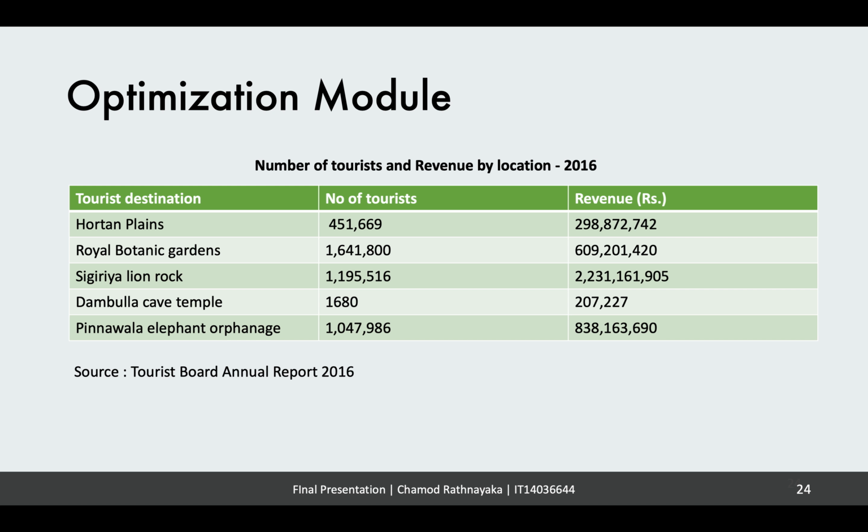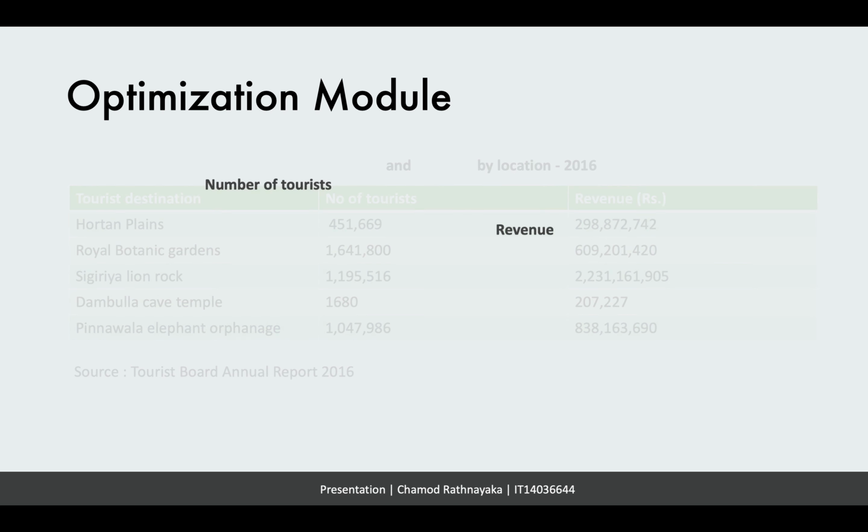So these are some real details, that for each location, how much revenue and number of tourists are coming to these places. So when we are optimizing this, we are considering the fact that the revenue also has to achieve some target. So we are considering that fact also.